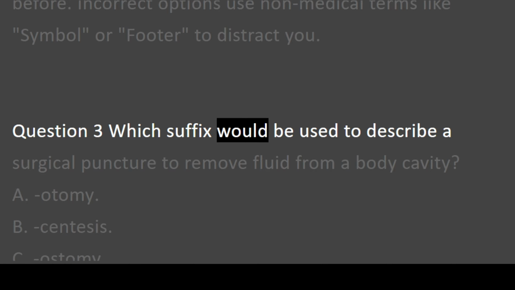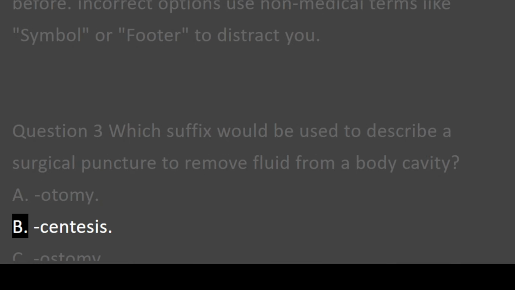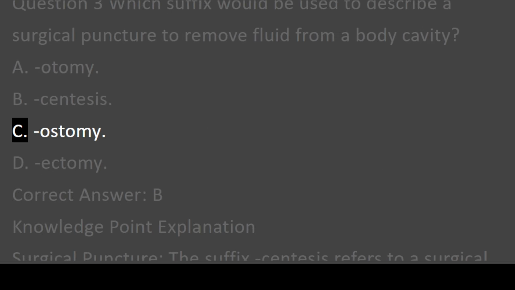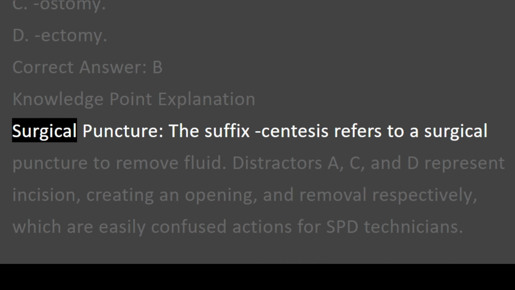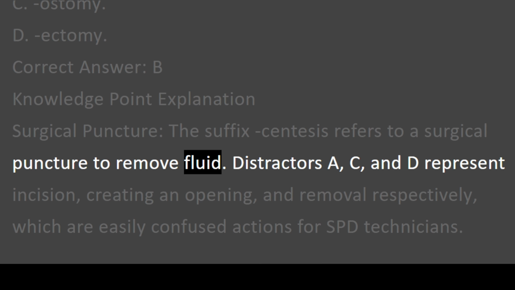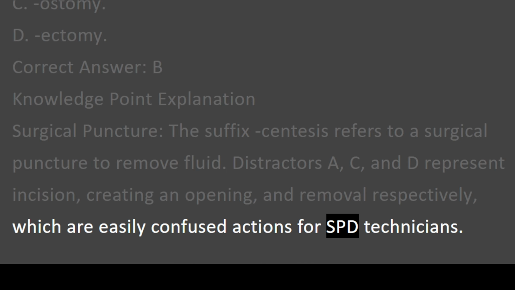Question 3. Which suffix would be used to describe a surgical puncture to remove fluid from a body cavity? A. Otomy. B. Centesis. C. Ostomy. D. Ectomy. Correct answer, B. Knowledge point explanation. Surgical puncture. The suffix centesis refers to a surgical puncture to remove fluid. Distractors A, C, and D represent incision, creating an opening, and removal respectively, which are easily confused actions for SPD technicians.